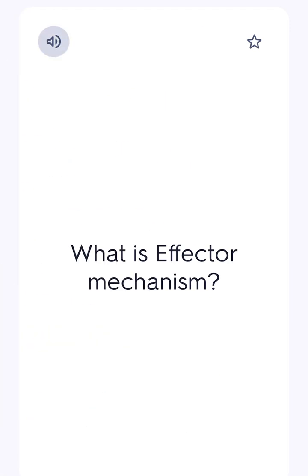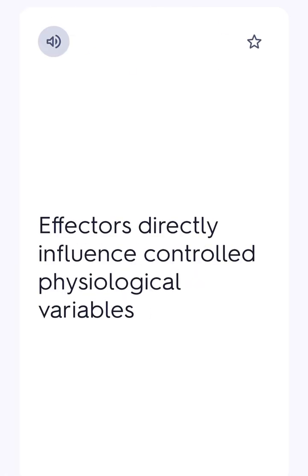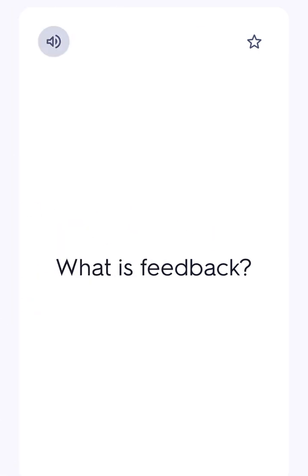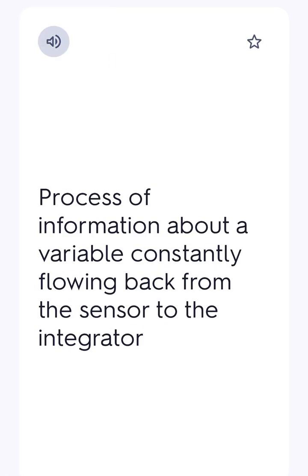What is effector mechanism? Effectors directly influence controlled physiological variables. What is feedback? Process of information about a variable constantly flowing back from the sensor to the integrator.